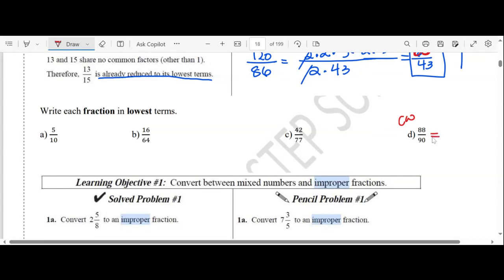It's the number. Page number 18. Yes, what's the answer? 44 over 45. Can I reduce more? No. So that's your final answer, right? Anyone has a different answer?